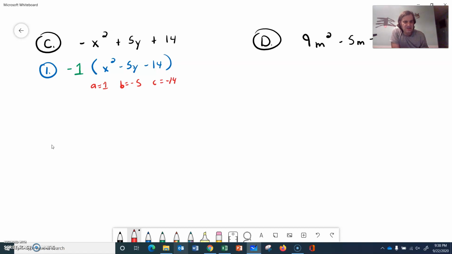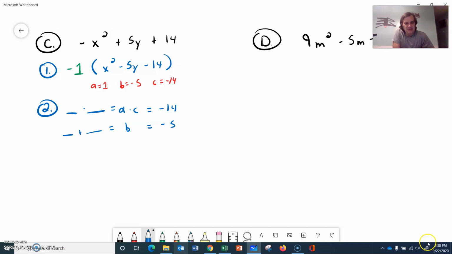Now I'm just going to leave that -1 out front alone, and I'm going to bring it back in at the end. Okay? So step 2, I'm looking for two things that multiply together to give me a times c, which will be -14, and add up to be b, which will be -5. Outside of 1 and 14, the only other thing I can think of off the top of my head that will multiply to give you 14 is 2 and 7, and they are 5 apart. So 2 and 7. Since they multiply to give me a negative, one of them has to be negative. 2 and -7 is what will give me the -5.